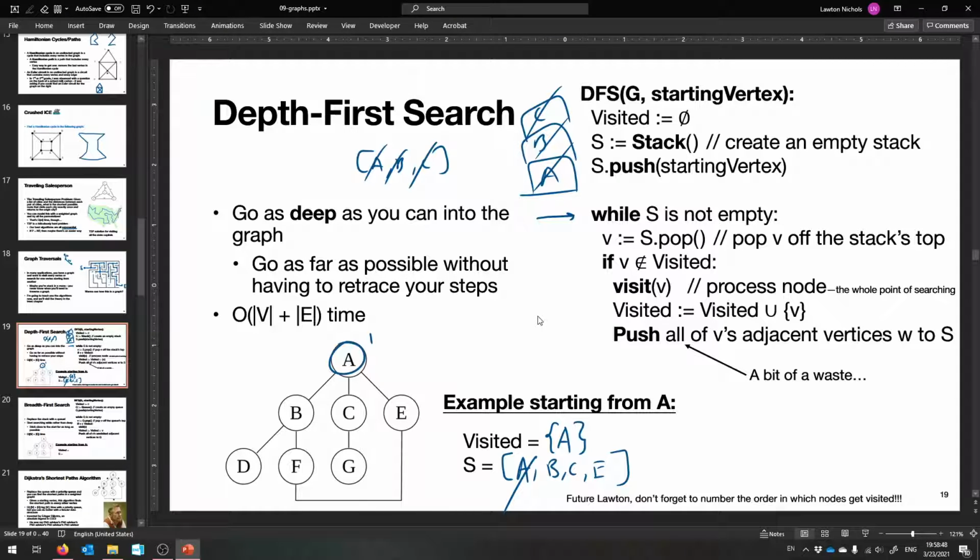So we're going to pop E. E is now our V. So we're looking at E, and if we haven't visited it, we have not, we're going to visit it. So we have just visited E, and we'll add it to our visited set.